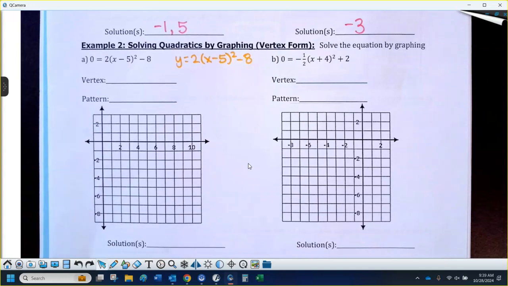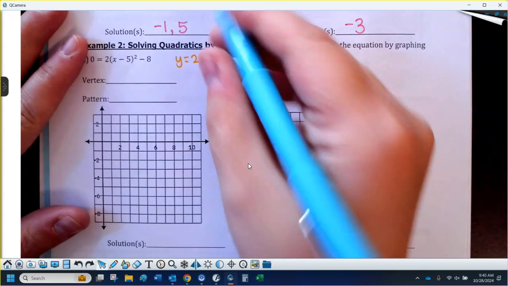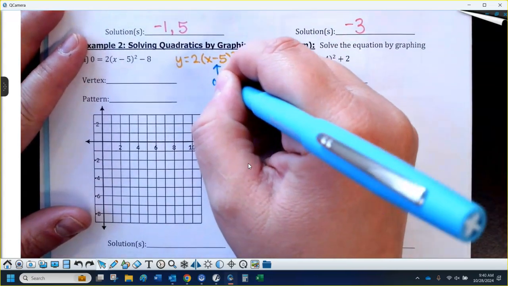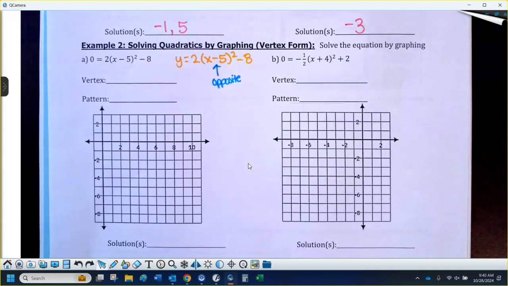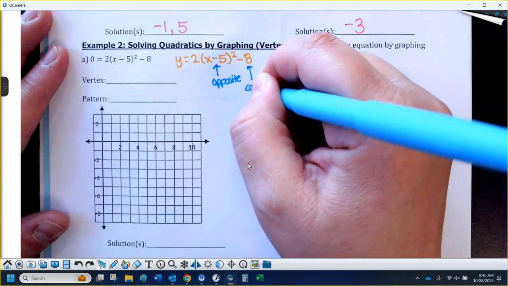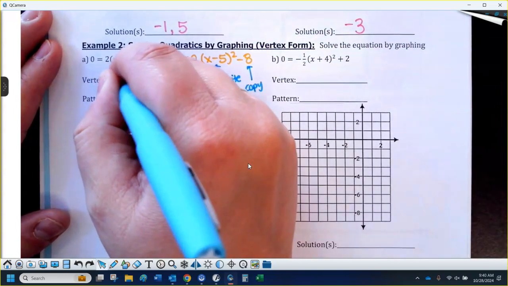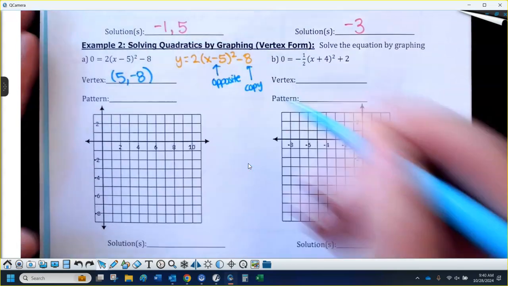In vertex form, you can see the vertex. Can anybody raise your hand and tell me what the vertex would be for this one? Opposite, copy, yes. Whatever is in here, opposite of what it looks like. It's what sets it equal to 0. That's where it switches from one side of the parabola to the other. So it's what sets that equal to 0. This guy right here, you're going to copy this number. So it should just be +5, -8.